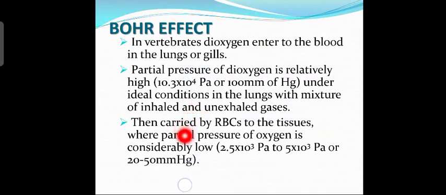Alright. Now it is then carried by the RBCs, that is red blood corpuscles, to the tissues. Okay. So this inhaled dioxygen or oxygen is carried by RBCs to the tissues, where partial pressure of oxygen is considerably low. Now in the tissues partial pressure becomes low, and what is that order? 2.5 into 10 to the power 3 pascals to 5 into 10 to the power 3 pascals. Okay, or that is also equal to 20 to 50 millimeter of mercury.